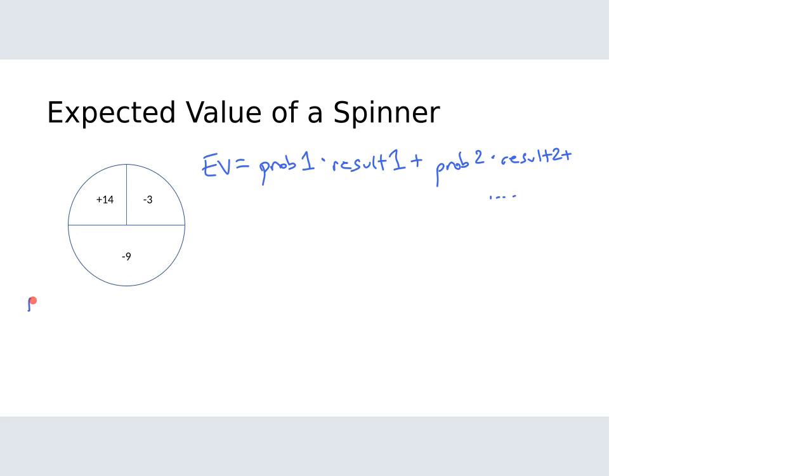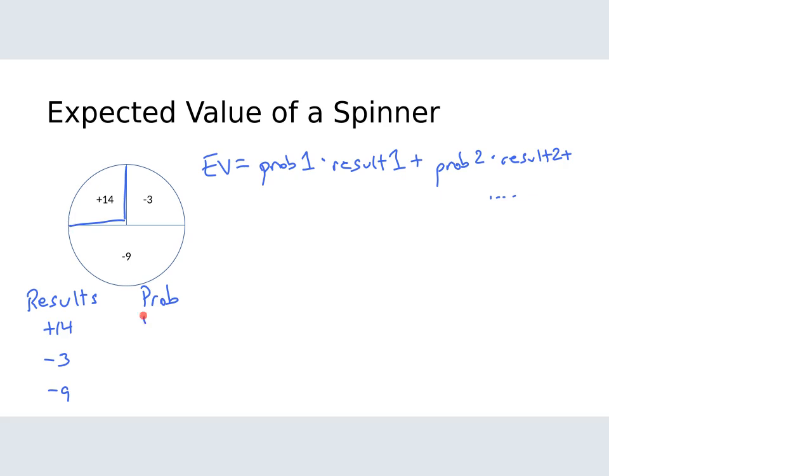A good way to keep this organized is to set up a table of your results and the probabilities that go with them. And here are possible results. The thing that could possibly happen is a player could win 14, lose 3, or lose 9. And the probabilities that go with those. As we look at this spinner, we could cut it in half again. Okay, so the plus 14 is going to happen 1/4 of the time because it's 1/4 of the spinner.